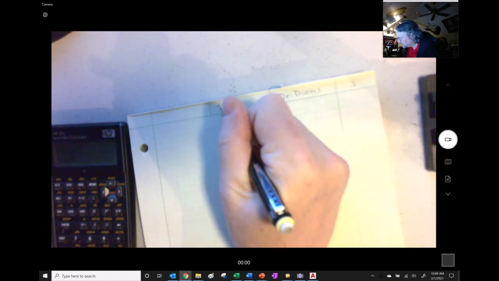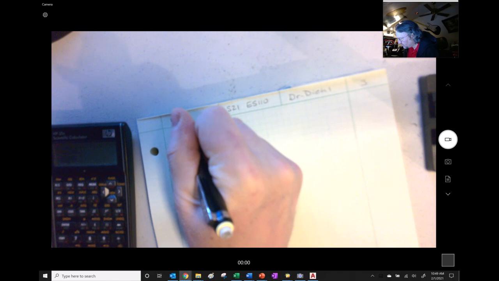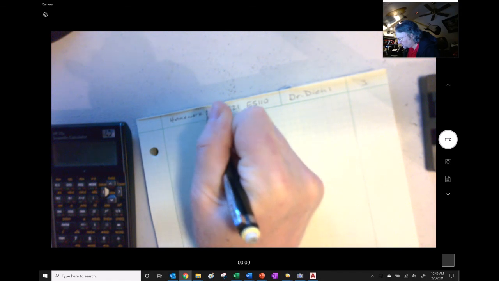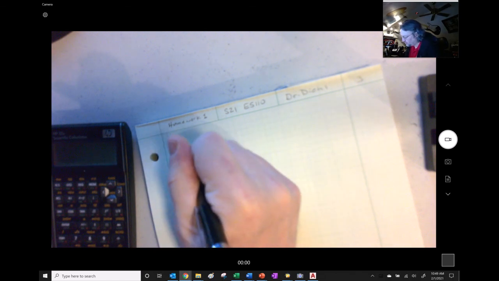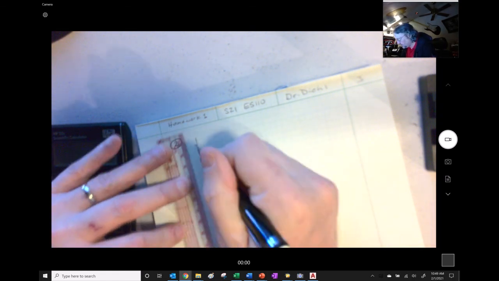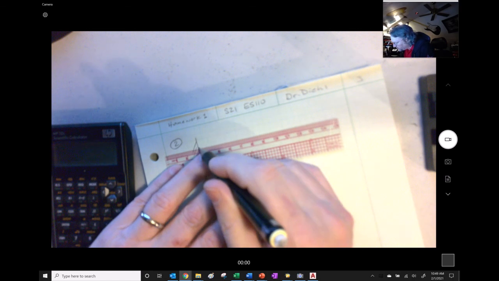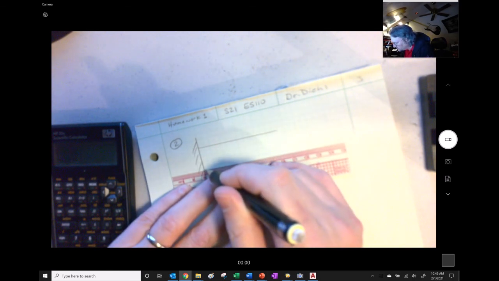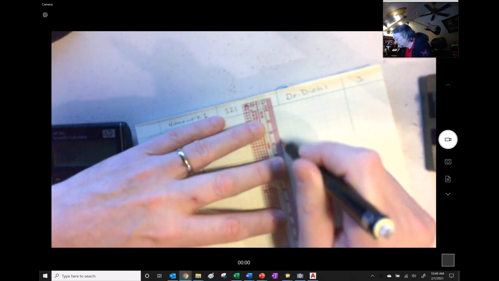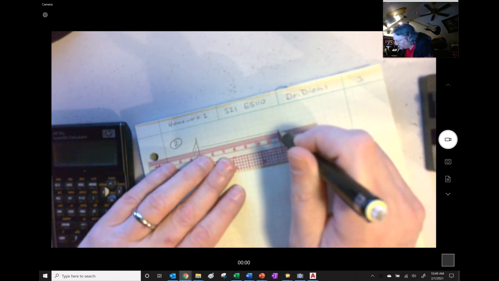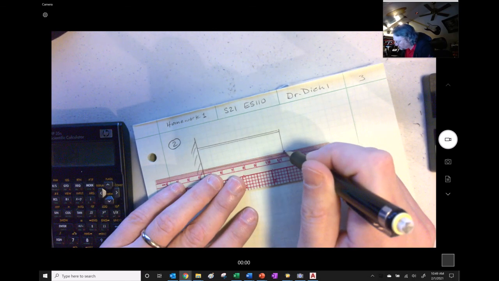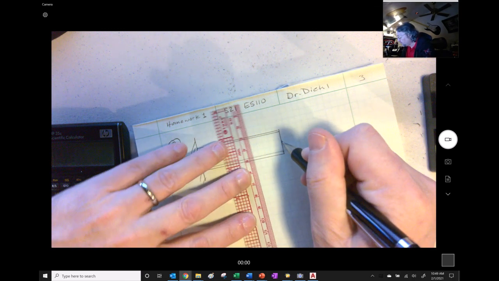Here is our paper, and we'll start out. This is going to be sheet 3 of our homework. Here's my name, Dr. Deal. And this is the spring of 2021. We're in ES110, and this is homework 1. And this is problem 2, and I will make a brief sketch of what the thing looks like. Here is my wall, and here is my cantilever beam. I'll put a little line for the flange, a line for the flange.